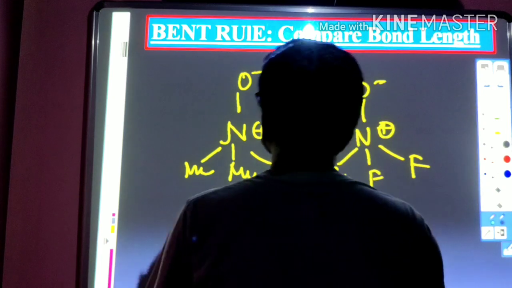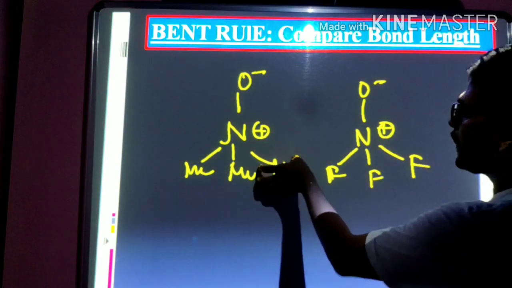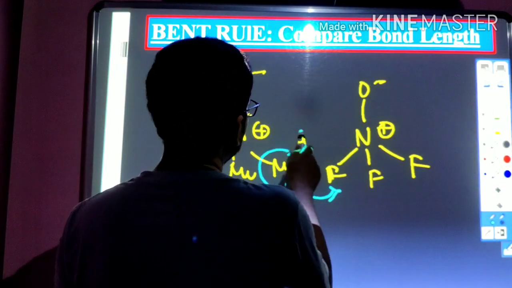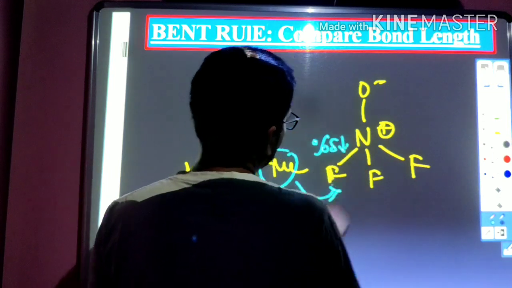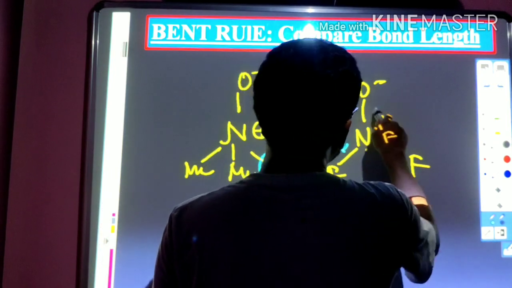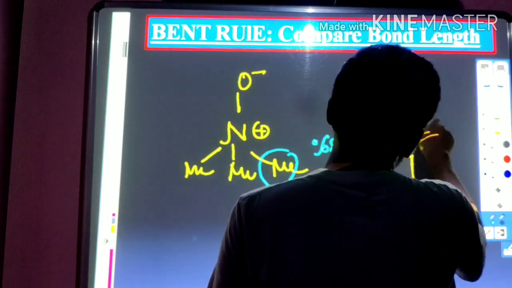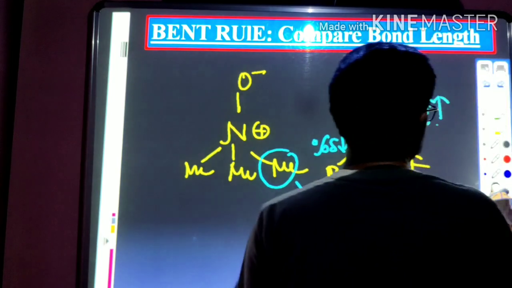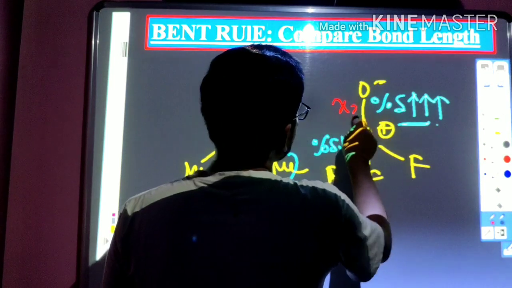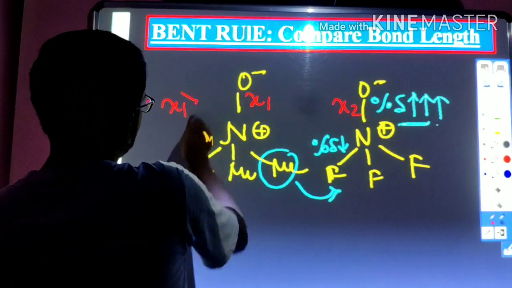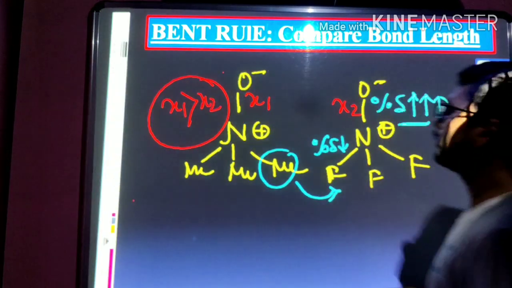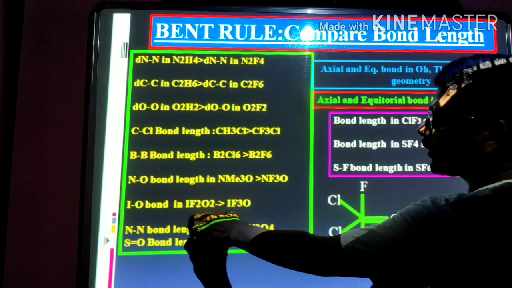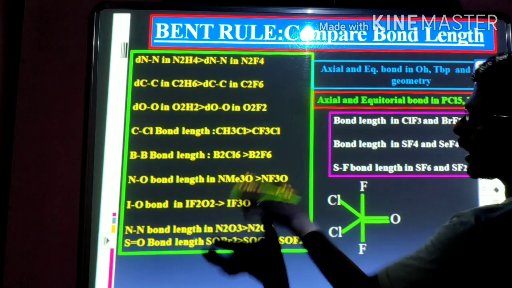You can see here, less electronegative element replaced by more electronegative element. Okay. So Me gets replaced by F. So what will happen? Here percentage of S character decreases, means here percentage of S character will be increased. So if percentage of S character is more, bond length shortens. So if the bond length here is x2 and here it is x1, then x1 is greater than x2. Right? No problem.